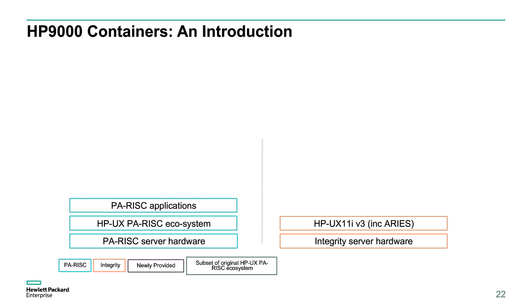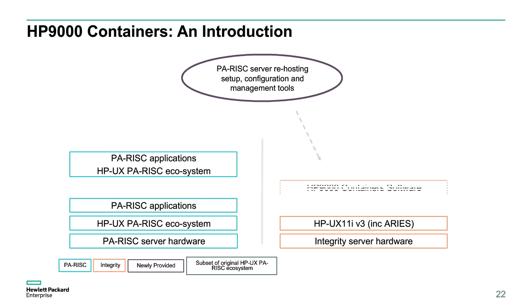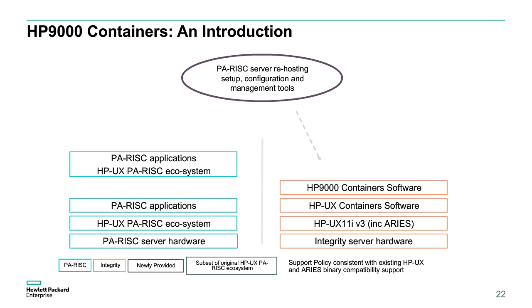So now what we want to do is to create an image of everything that's on that server. So this is the application and the operating system, everything that's on the server, basically in all the core directories. So we now have our image sitting on the PA-RISC server. And now we want to start modifying the Integrity server to accept this ecosystem. So we install HP-UX Container software, and then on top of that we install the HP9000 Container software.